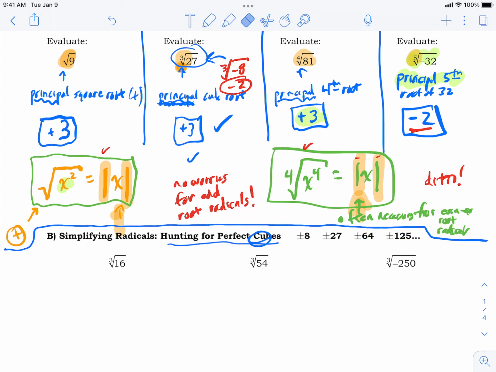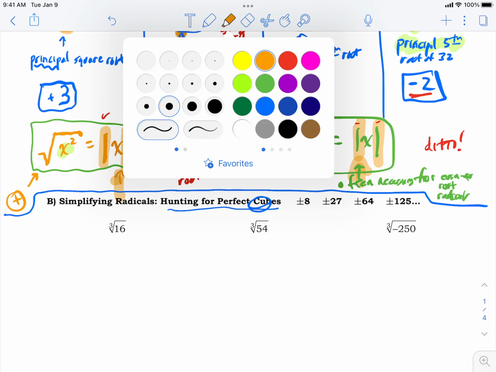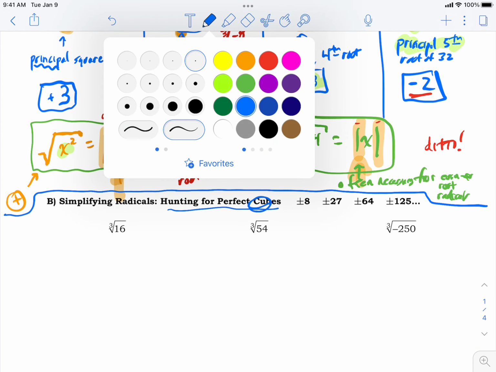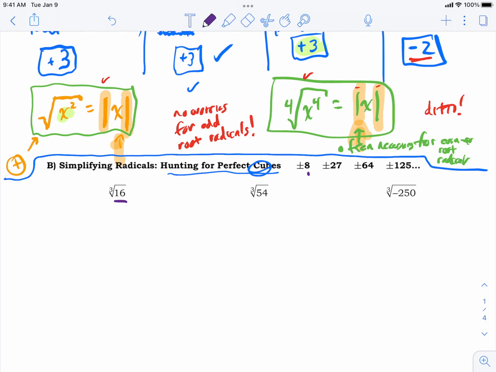So anyway, if you have a cube root radical, see if you can sniff out, so to speak, one of these perfect cube numbers. Let's get a different color going. Yeah, purple, what the heck. Cube root of 16. 16, huh? Does 16 have an 8 in it? Does 16 contain a factor of 8? It does. 16 contains a factor of 8.